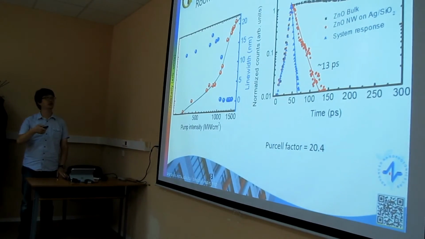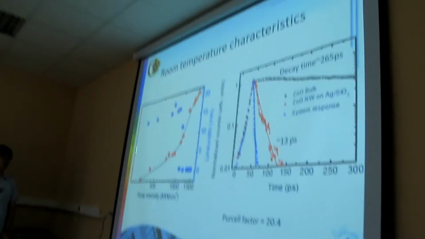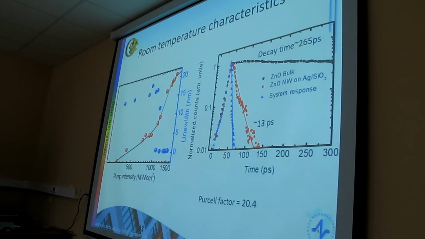So this is the room temperature characteristic of our devices. As you can see, the well-known light-in, light-out curve, the S-shaped curve, was observed at 300 Kelvin. And to have much more solid evidence to claim that our device is operated under plasmonic mode, we have done the time-resolved photoluminescence measurement.